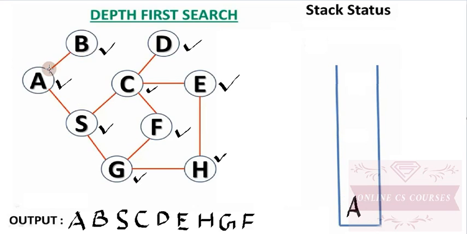So A has 2 adjacent vertices and both are visited vertices, so we have to pop A from the stack. So here we have an empty stack, and this will signal the algorithm to stop the operation, depth first search. And this is all the working of the depth first search for traversing graphs. So I hope आप लोगों को समझ आ गया होगा.